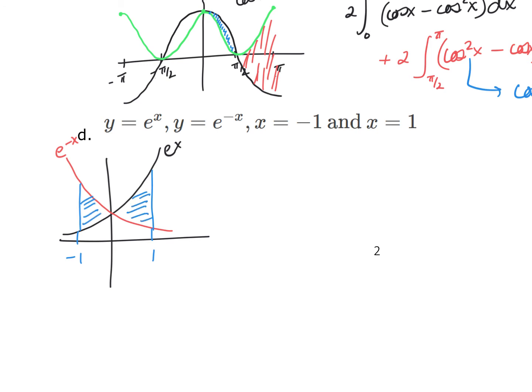So you can see that I have symmetry again, so that all I have to do is integrate 2 times the integral from 0 to 1. Now my upper function is going to be e to the x. My lower function is going to be e to the negative x, and dx. Nice easy integration, so I'll leave that up to you to finish.